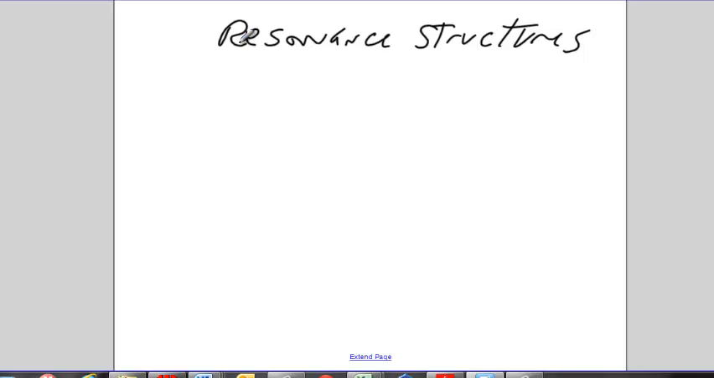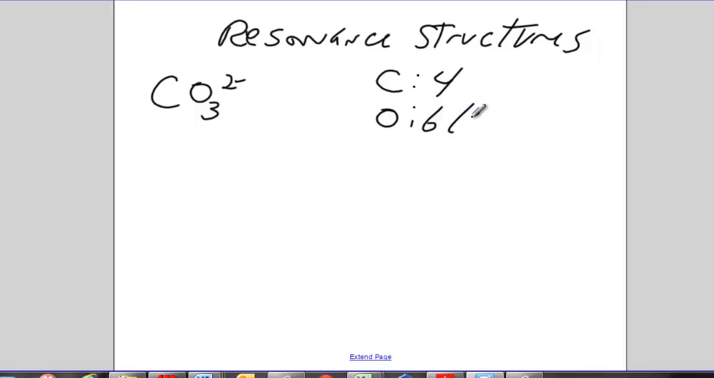Here's a classic example. CO3 2-. You'll recognize that as the polyatomic ion carbonate. Now, of course, that 2- means there's 2 extra electrons. So there's 4 valence electrons with carbon. There's 6 with oxygen. But there's 3 of them. And then there's 2 extra electrons. So that adds up to 24.